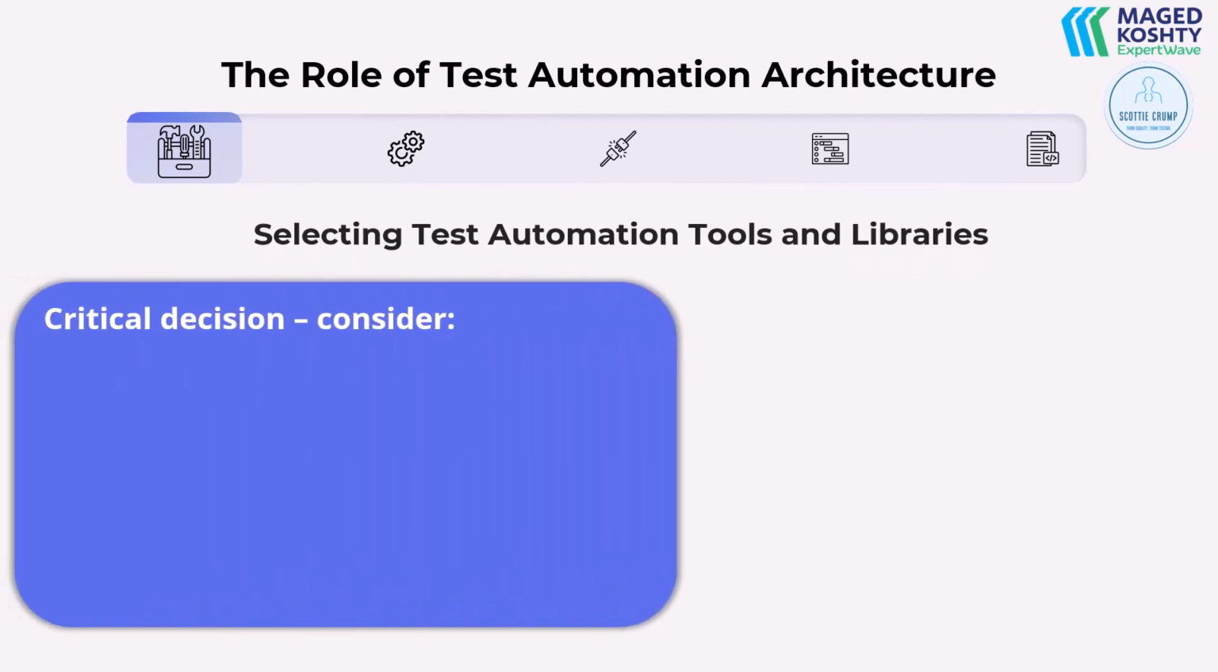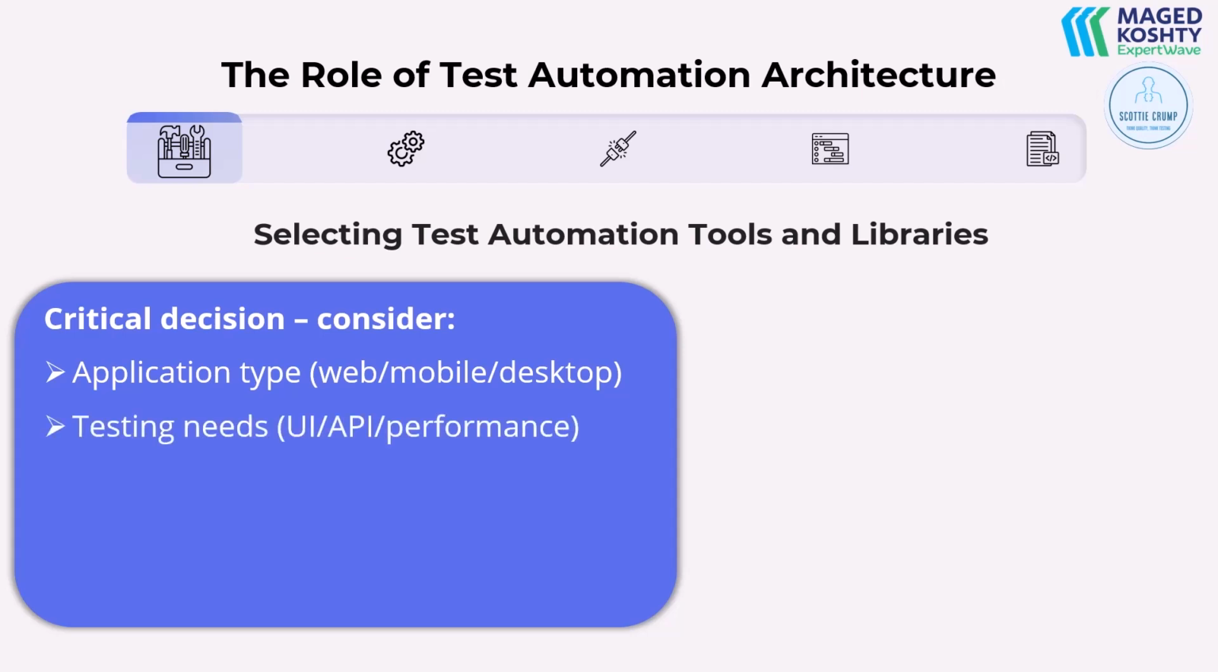So when selecting tools, consider factors like the type of application you're testing, like web, mobile, or desktop, the testing needs, UI testing, API testing, performance testing, the skills of your team, budget constraints, and integration capabilities with your existing toolset.